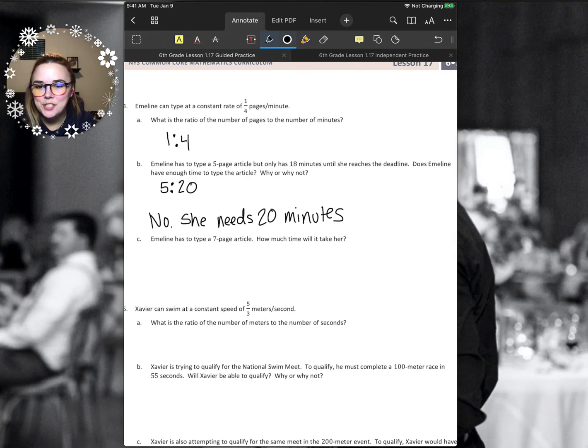Then our next question, Emmeline has to type a 7-page article. How much time will that take her? So again, we're going to 7. So our 1 is becoming a 7. To get from 1 to 7, we multiply by 7. So then we're going to multiply our minutes by 7. So our 4 times 7 gives us 28. So that means it'll take her 28 minutes.